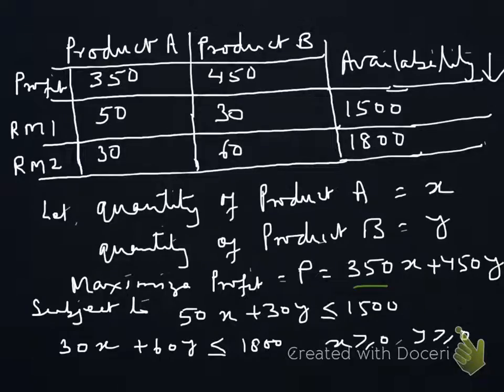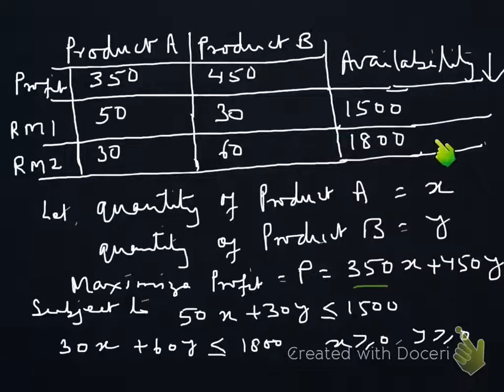An organization produces two products, A and B. Profit on these products are given as 350 and 450. Raw material requirements for product A are given like this. Raw material 1 requirement is 50 units per unit of product A, and raw material 2 requirement is 30 units per unit of product A. Similarly, for product B, the raw material requirements are 30 and 60 respectively.